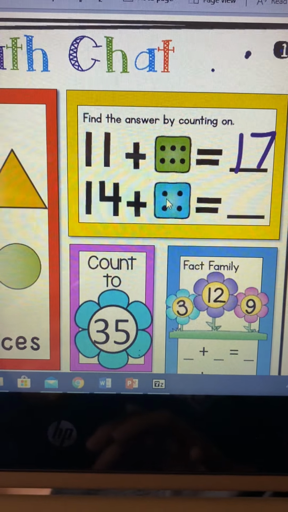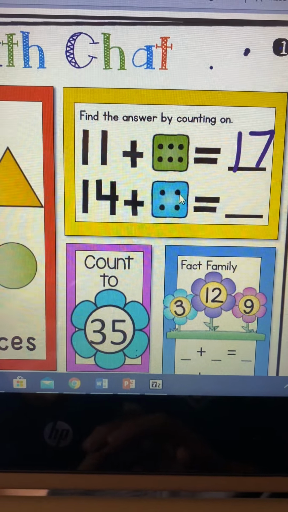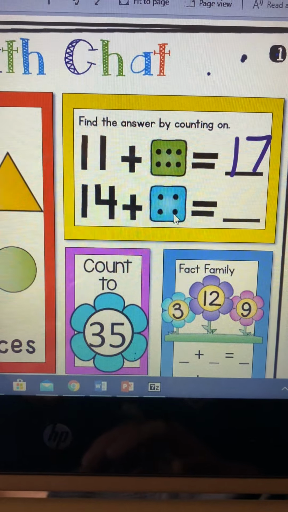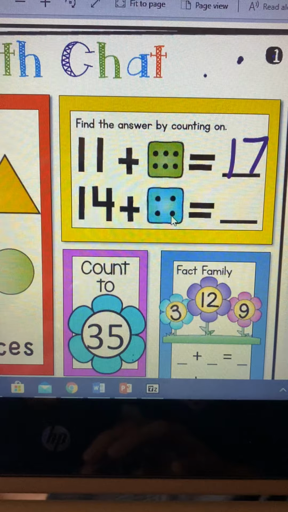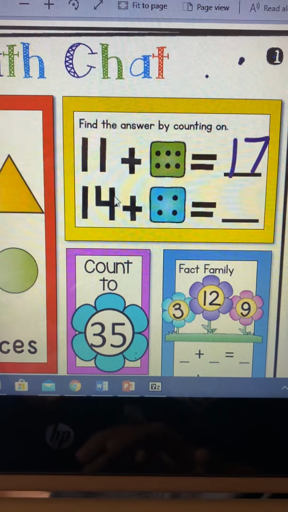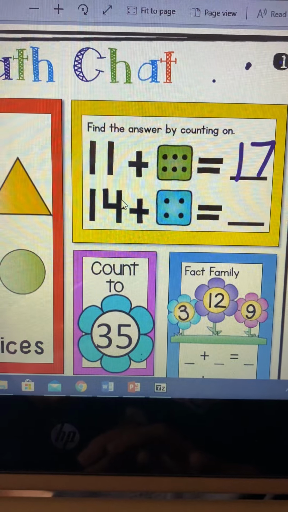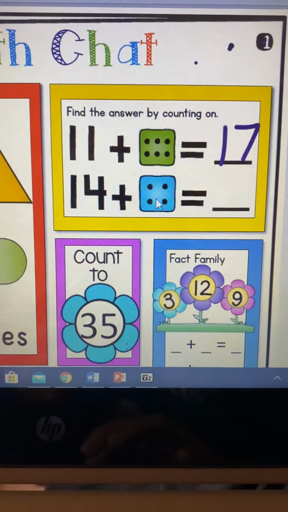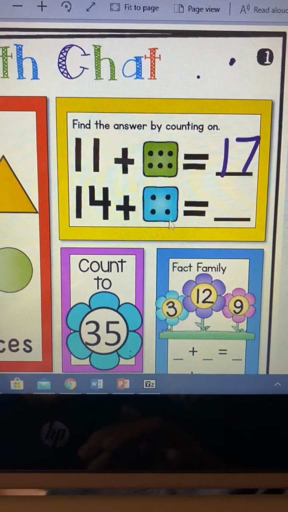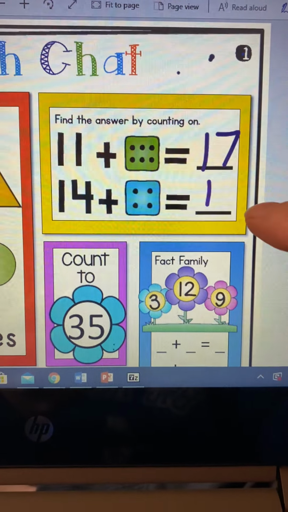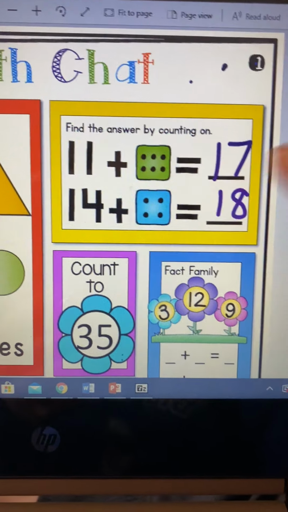Let's review what you got. So 14, I need to ask myself what comes after 14 since I'm counting on, and I know that's 15, 16, 17, 18. So 18, it's still a teen number, so my 1 comes first, and then I need an 8 for 18.